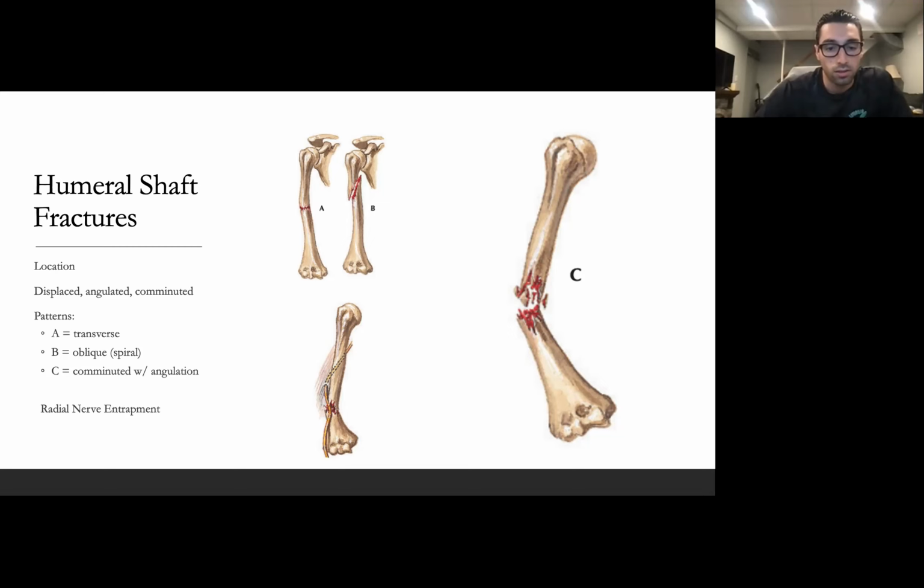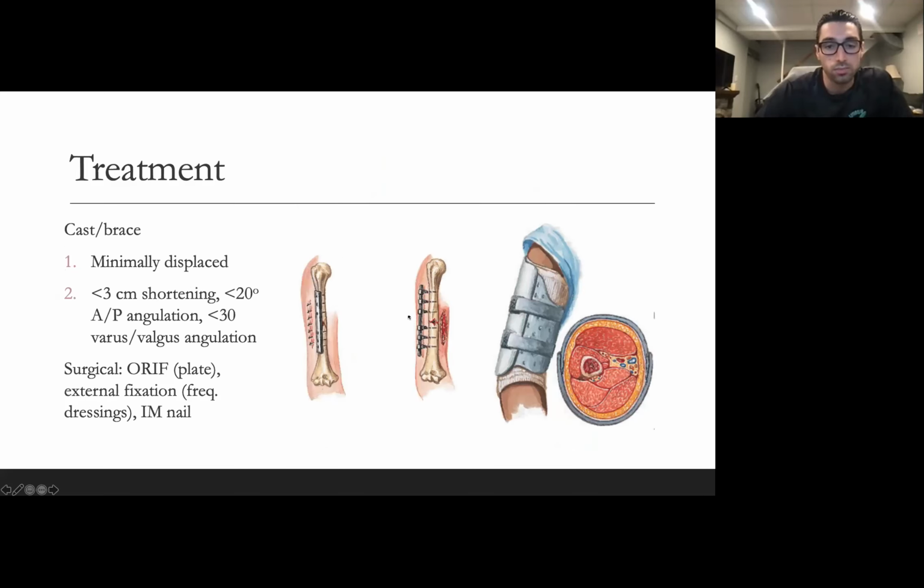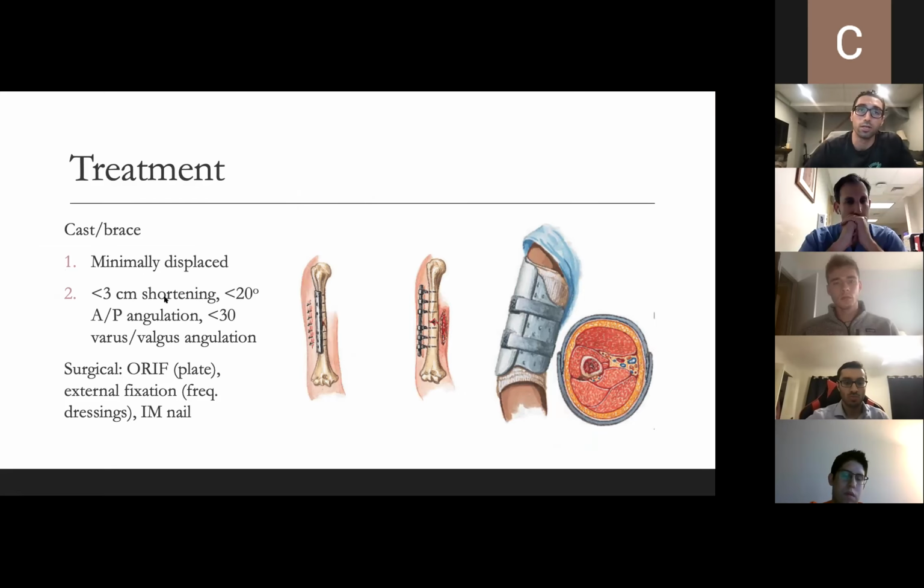And the next slide is my last slide. This has to do with treatment options. So for us, we're going to be talking about functional bracing. And there's a couple indications for functional bracing. So the fracture has to be minimally displaced, and there has to be less than 3 centimeters of shortening. There has to be less than 20 degrees of anterior and posterior angulation of the humerus, and there has to be less than 30 degrees of varus and valgus angulation.